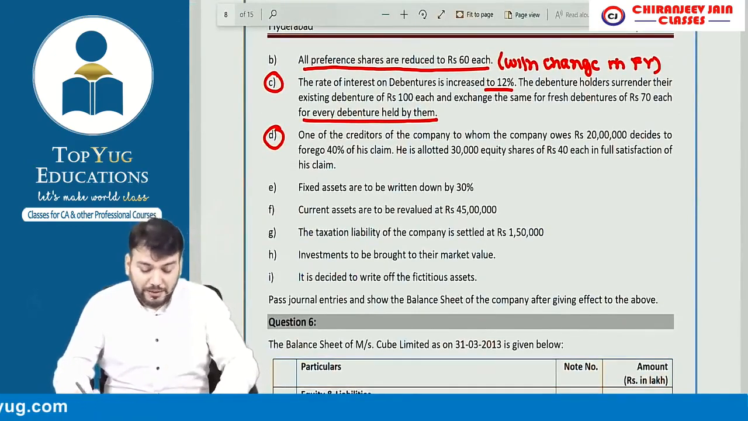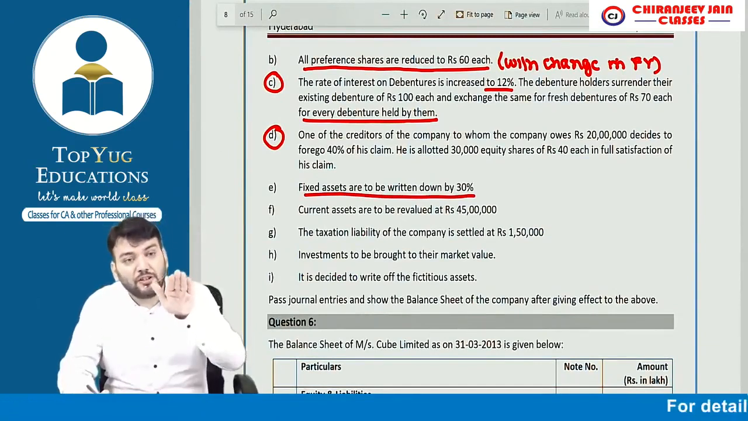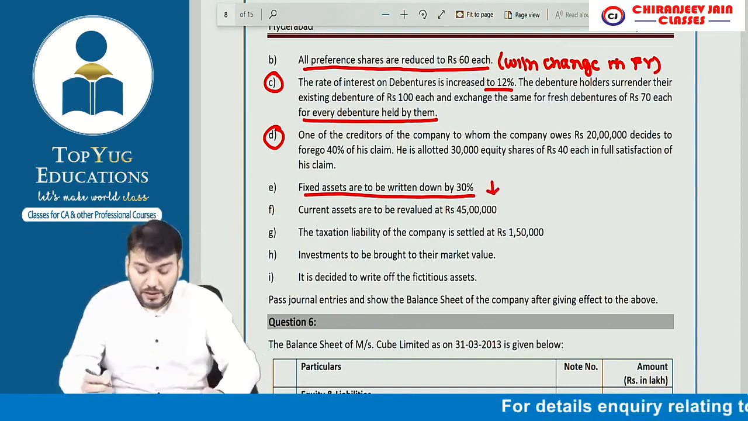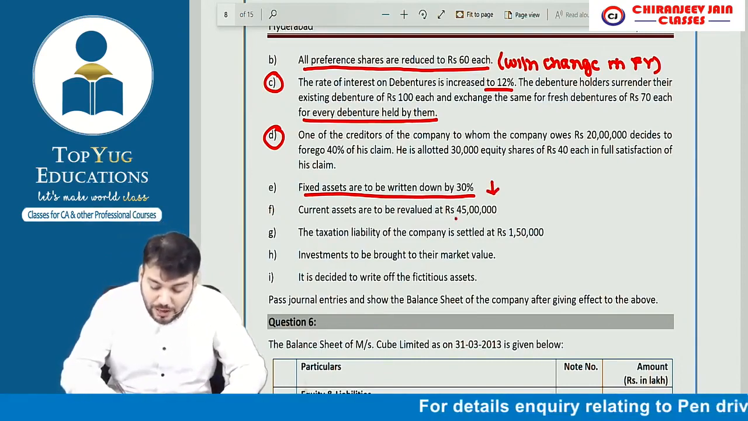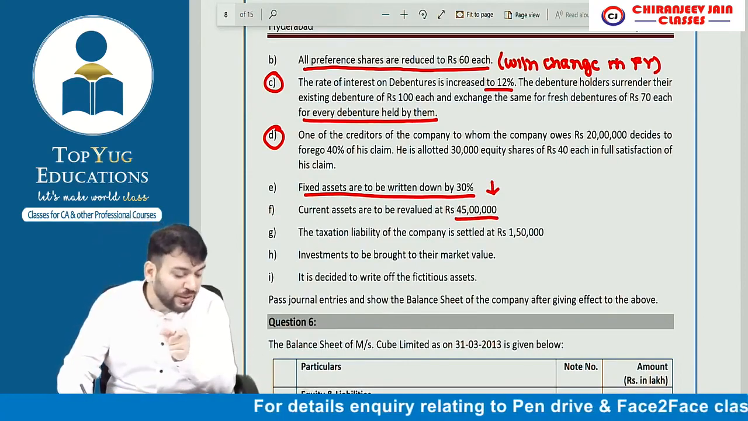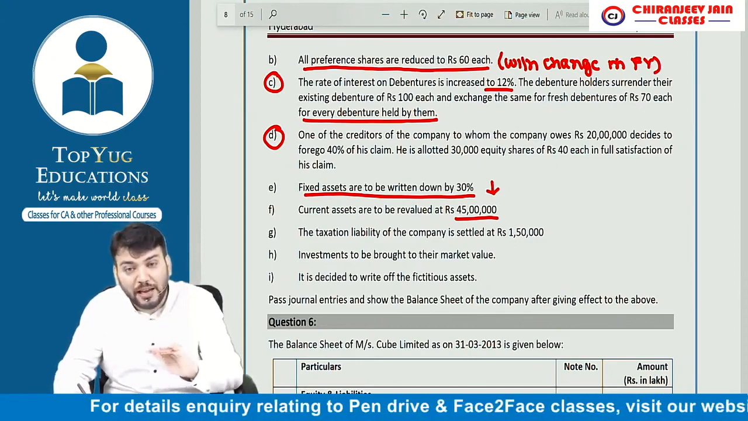Then come to point number E. Now fixed assets are to be written down by 30%. So fixed assets need to be written down. Correct. Current assets are to be revalued at 45 lakh. If you can see the balance sheet, it is 1 crore. So it has to be brought from 1 crore to 45 lakh.